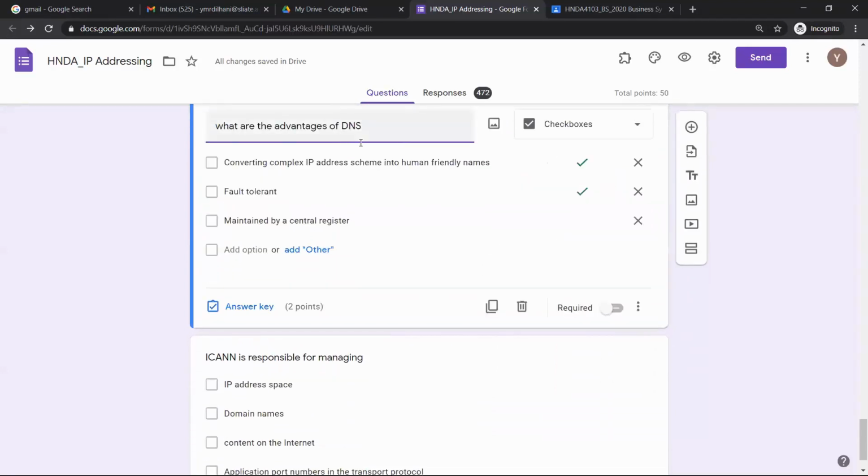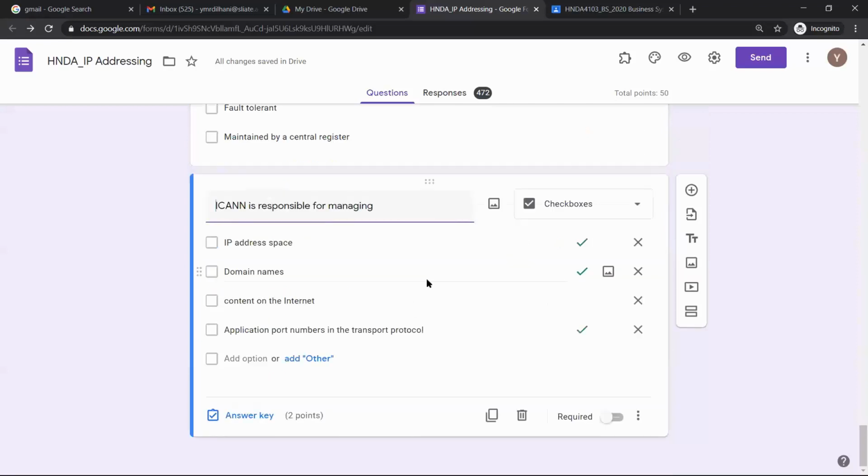So the domain name system, we have already discussed it. The domain name system will convert IP addresses into human-friendly names. It is true. It will be fault tolerant, and it will not be maintained by a central register. We have already discussed that it has a DNS server, right? That means it is the place where we have that database. Using that database, it will convert IP addresses into friendly names, not using a central register, right?